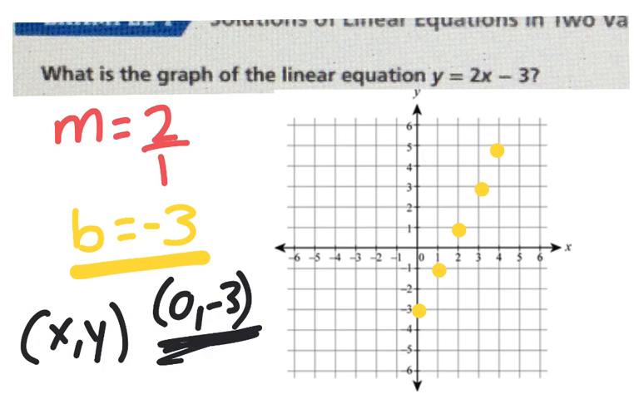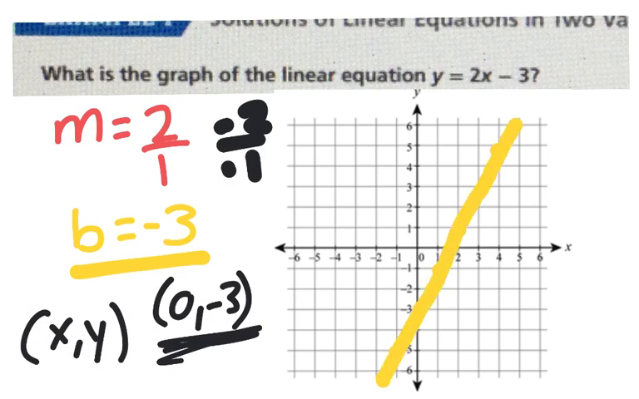Now here's a little tip or a trick that you might know or you may not know. If I can go up and to the right, I could also go down and to the left. I could treat this as negative 2 over negative 1. I can make them both negative. So again, I could go down 2, left 1, and you see how that's still in line with my other points. Once I get enough points that I feel good about it, I'm going to connect those points, and I have created the graph of my line.